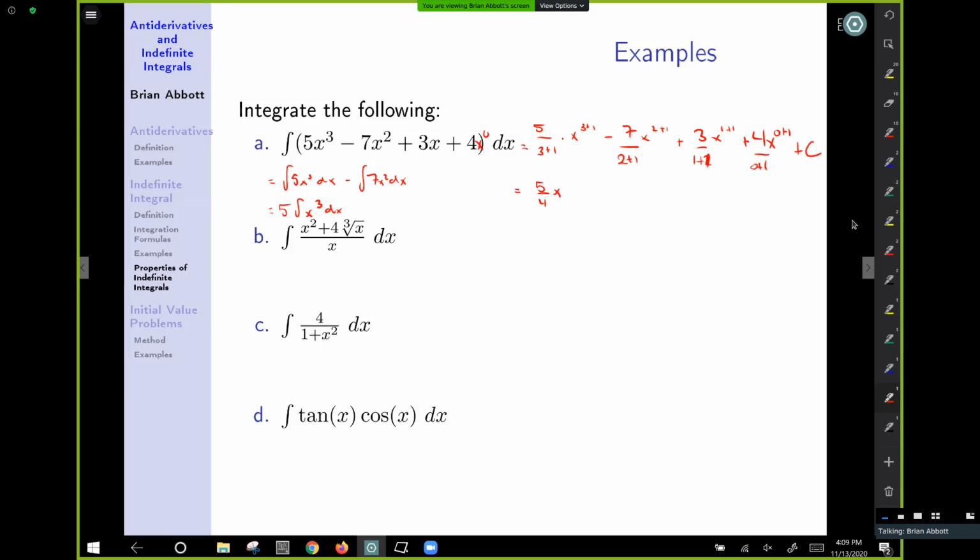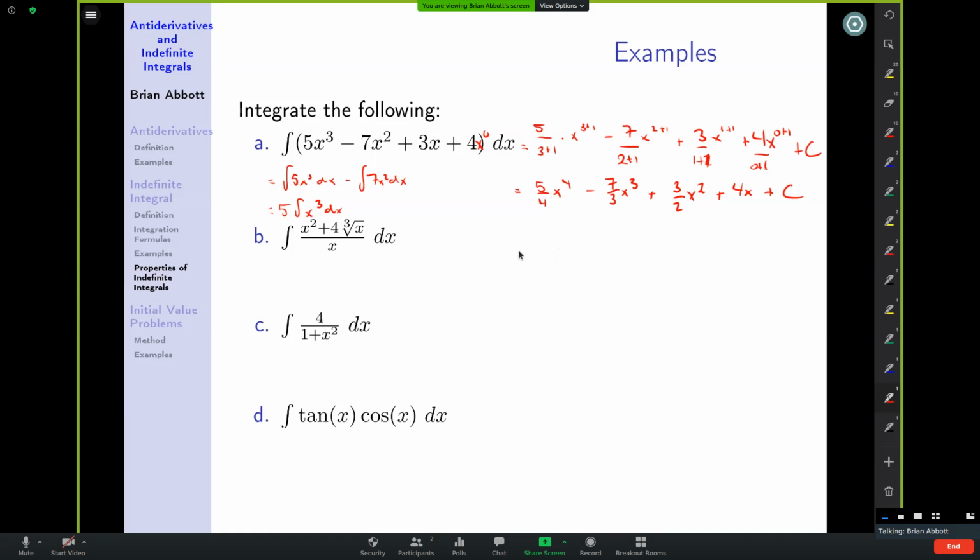5/4 x to the 4th power minus 7/3 x to the 3rd power plus 3/2 x to the 2nd power plus 4 over 1, which is 4, x plus c. And I encourage you, pause this right now and calculate that. Take the derivative of that expression, and you will see that it is, in fact, our integrand.